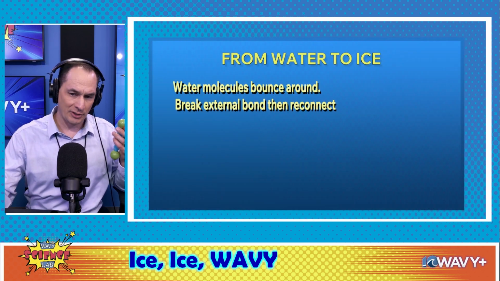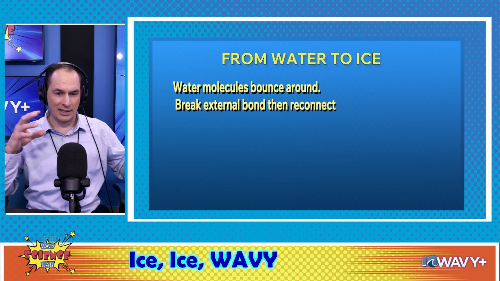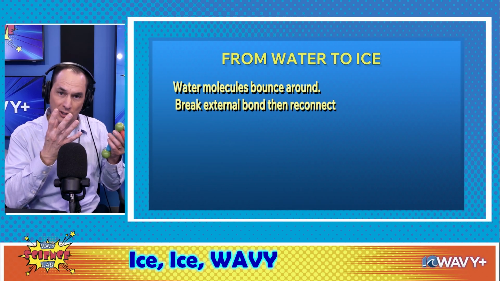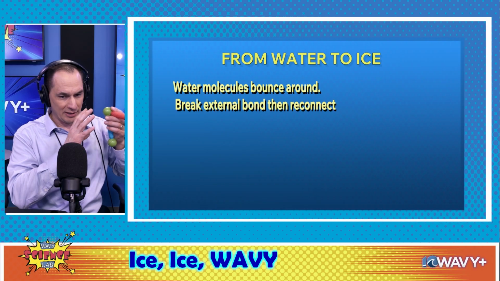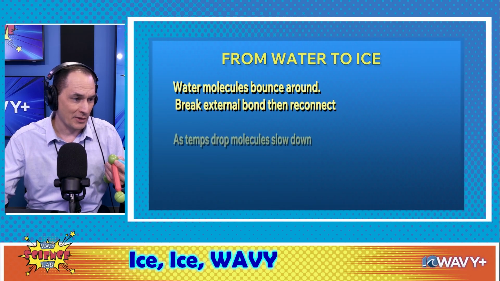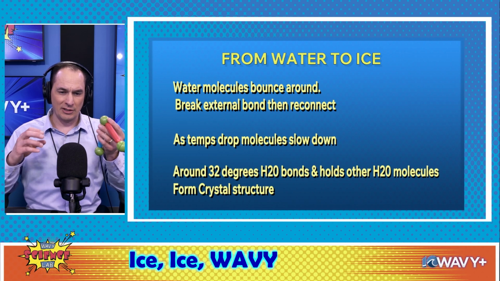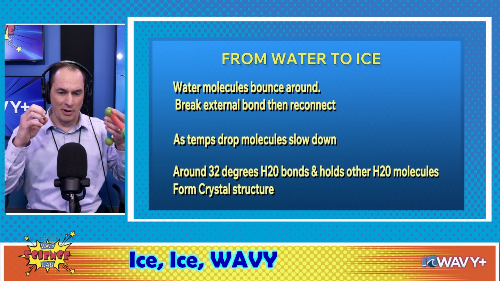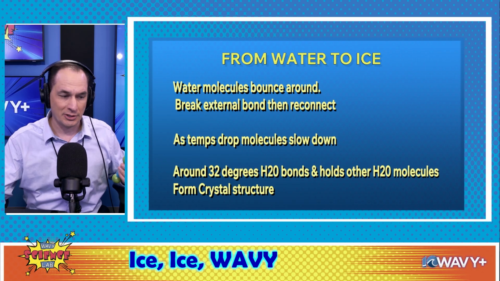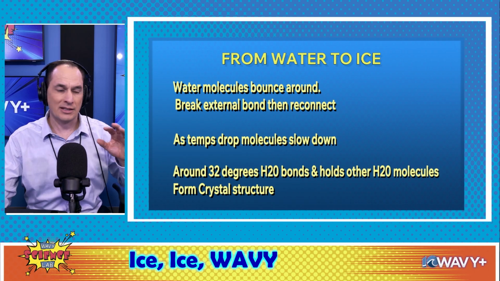As these water molecules bounce around, they break their external bond, then they reconnect. When you have water vapor in the air, they're doing this a lot. When you have water, they're doing it a decent amount. They'll latch on to another molecule and then break off. As the temperature goes down, this slows down. The bouncing stops, and around 32 degrees the molecules start to bond, and the water holds together and makes this crystal structure.